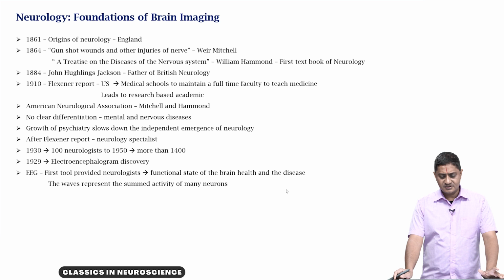In the United States, there were developments in this field with the work of Wade Mitchell, who reported his observations about injury to the nerve in his article Gunshot Wounds and Other Injuries of the Nerve. Also, William Hammond wrote a textbook, a treatise on the diseases of the nervous system, which can be considered perhaps the first textbook of neurology.